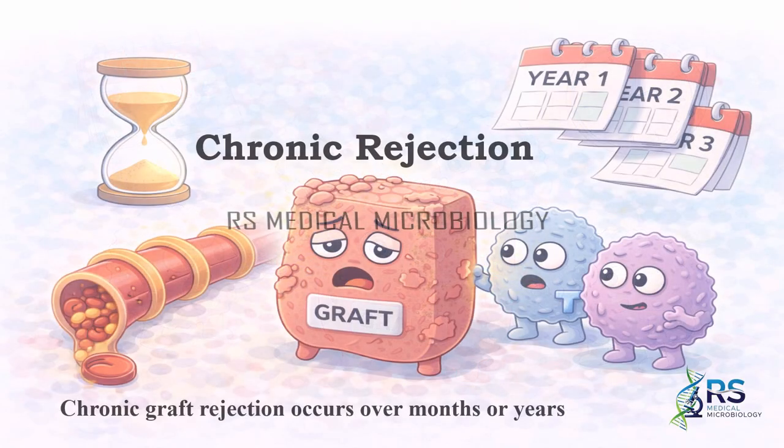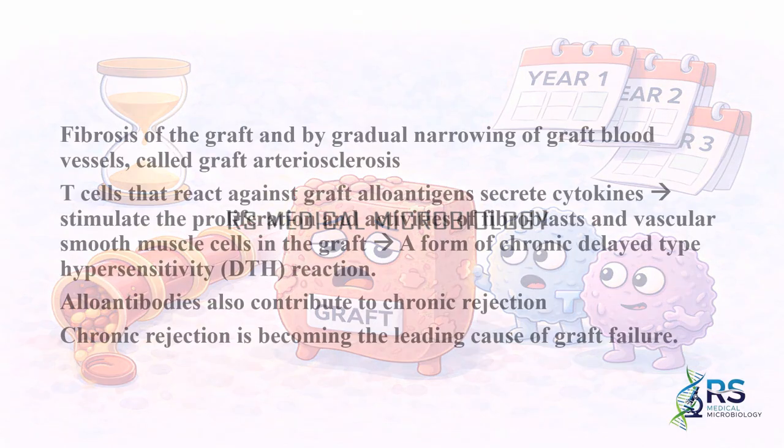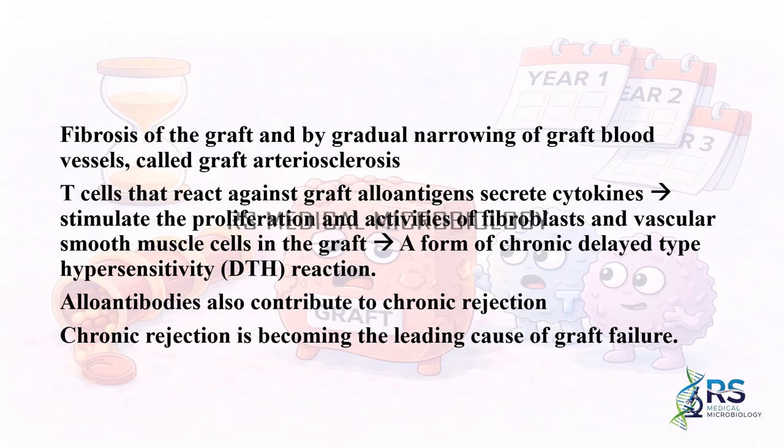Finally comes chronic rejection, happening over months or years post transplant. Here, what happens is fibrosis of the graft and gradual narrowing of the graft blood vessels, which is called graft atherosclerosis. T cells that react against the graft antigens secrete cytokines. This will stimulate the proliferation and activation of fibroblasts and the vascular smooth muscle cells in the graft. This will lead to a form of chronic delayed hypersensitivity reaction. The alloantibodies also contribute to chronic rejection, and this is one of the main reasons for a higher number of graft failures in transplant recipients.